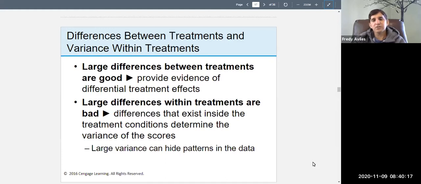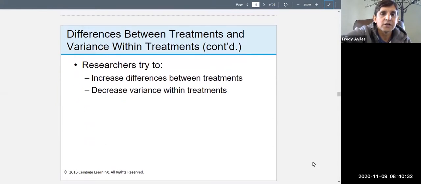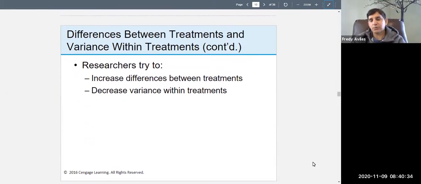So there's a lot of variation in the scores among those that consumed alcohol, and there's a lot of variation in the scores among those that didn't consume alcohol. That's bad. Too much variation within the groups makes it harder to see the difference. So researchers try to increase the differences between treatments. So we want large variation between the groups, but we want very little variation within treatments. We try to decrease the variance or decrease the difference within the treatments.